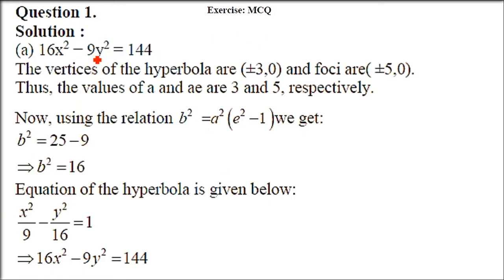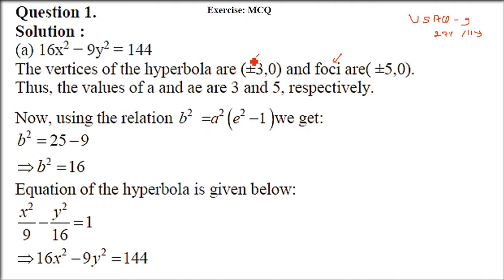This first question: the equation of the hyperbola whose vertices are plus minus 3, 0 and foci are plus minus 5, 0. Now let me refer to it, because this has already been done. It is the ninth question of VSAQ, very short answer questions. Similarly, we did the same question in the exercise, the 11th question, and various others.